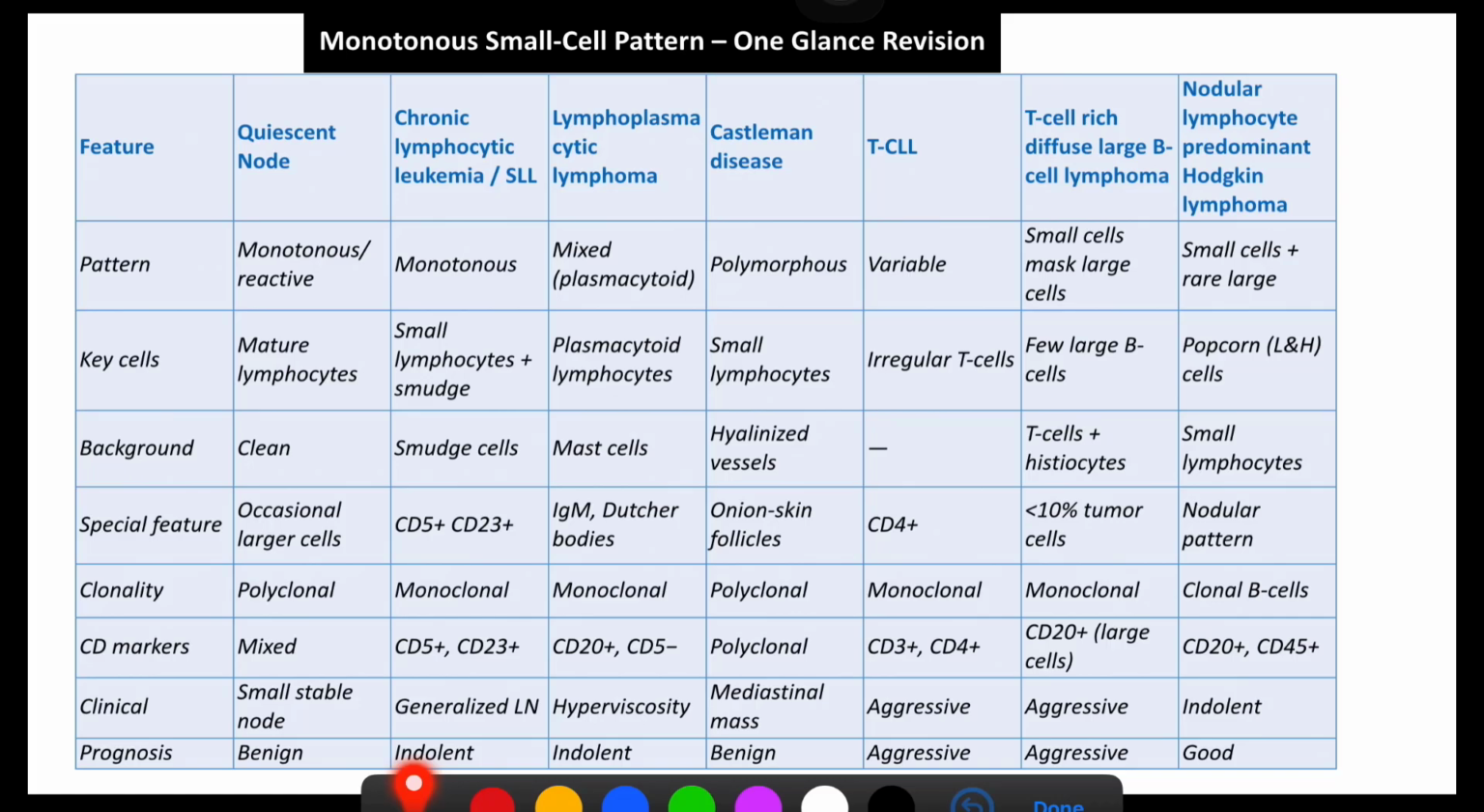So this is a complete revision of this table, showing a complete revision of the monotonous small cell pattern. So go through the features of all these diseases, so that whenever you go for microscopy of a lymph node smear and you find a monotonous small cell pattern, you go through these features so that you can easily diagnose the small cell pattern of various diseases.